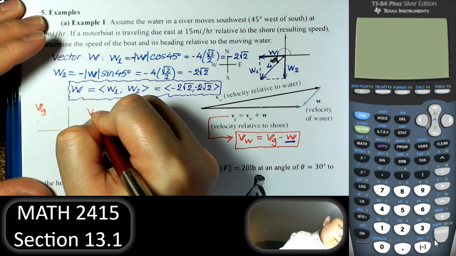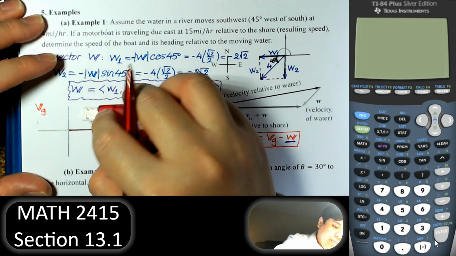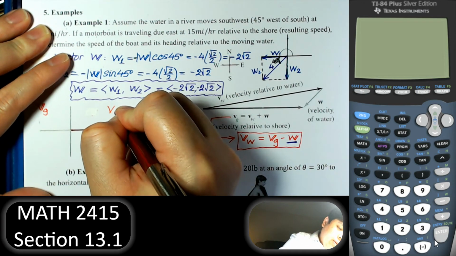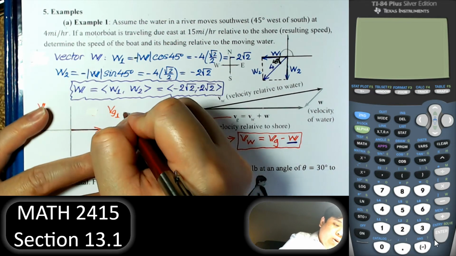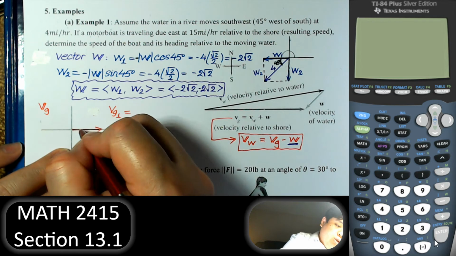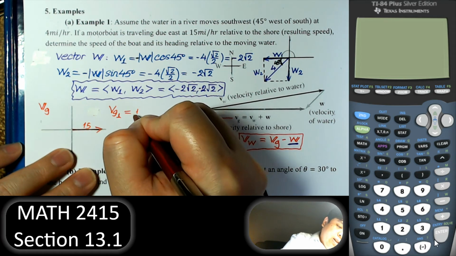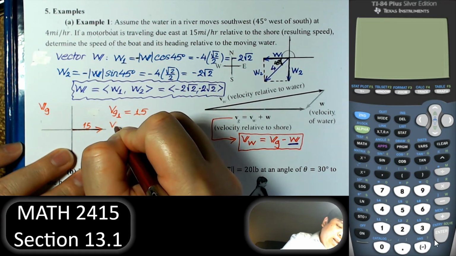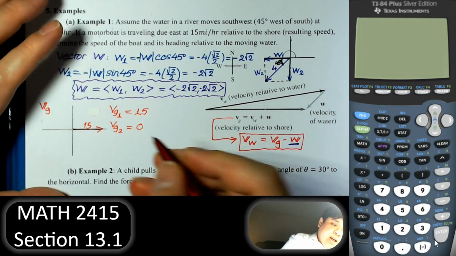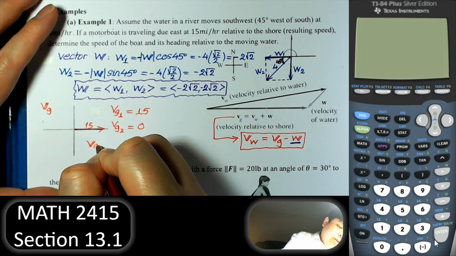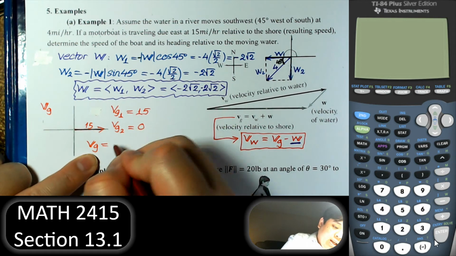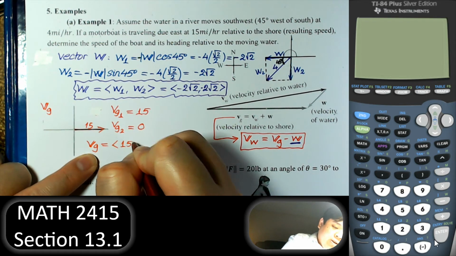Just say this. The first component points to the right, exactly that, 15 miles per hour. So this is going to be 15. And VG second component does not go up or down, so it's going to be 0. So the vector velocity with respect to ground is 15 and 0.